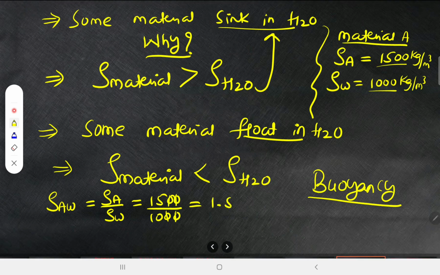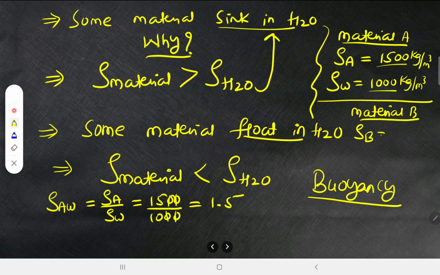What is the answer we are getting? We are getting 1.5. This is the first case. Now, if you take material B, let us take one more material. Material B has an absolute density of 900 kg per meter cube. Just an example, 900 kg per meter cube.